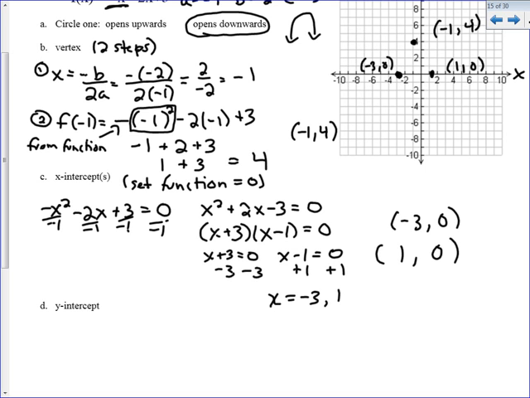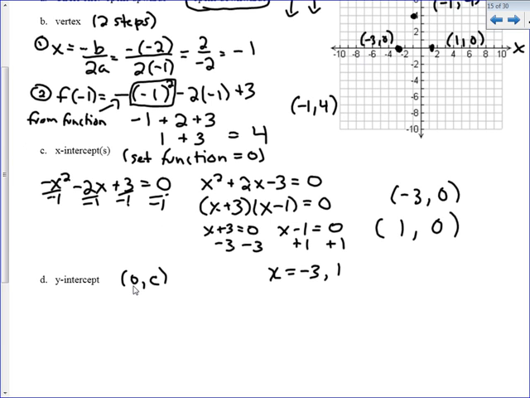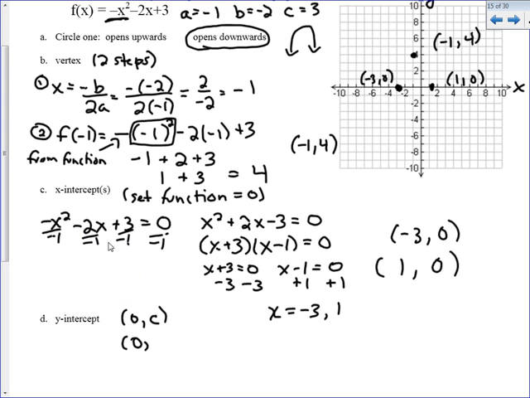We could either substitute 0 in for all of our x's in the original function, but every time you do that, it's just going to be whatever the value for c is. And for y-intercepts, we always pair with a 0 for x. So we could just do (0, and look all the way back at the top where we identified c, so (0, 3). And make sure that you do these independently.